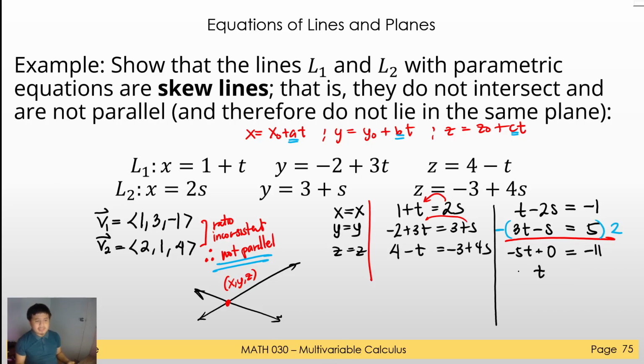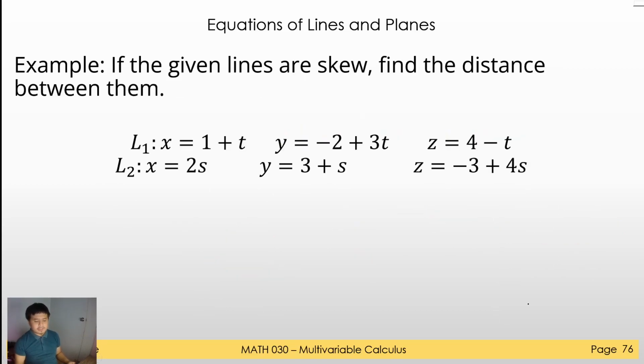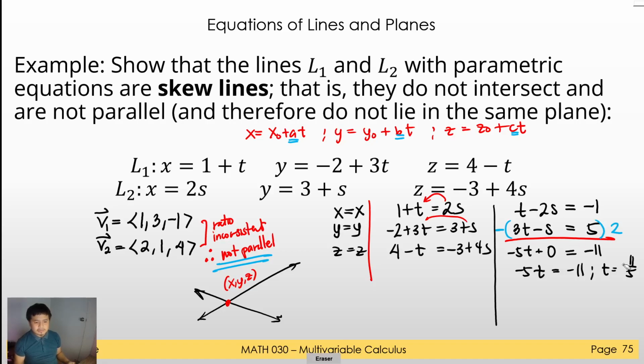So we have negative 5t equal to negative 11. Therefore, we divide this by negative 5. So t is equal to 11 over 5. Oh, sorry, it should be positive since the signs will cancel out. And then for s, we can just substitute the value of t into any of these two equations. So I'll just substitute it here.